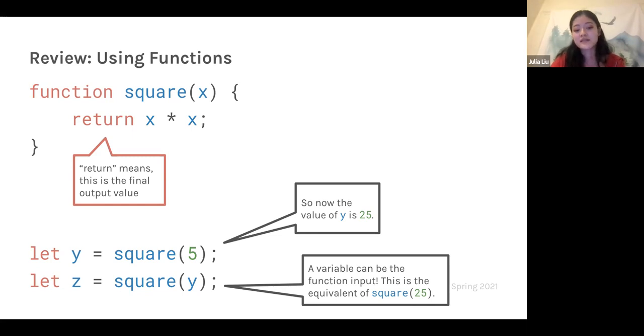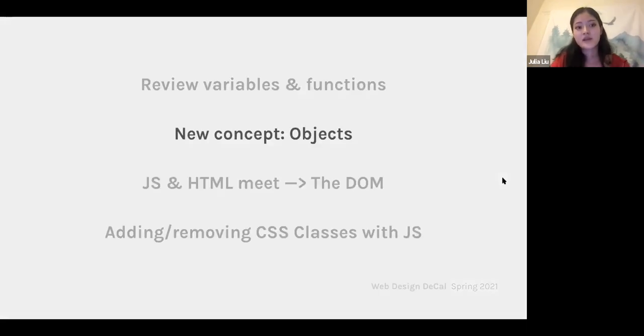And in terms of passing the parameters, it doesn't have to be the actual value. It doesn't have to be a number. It can also be another variable. For example, in the last line, we have let z equals square y. So you're passing in the variable y into the square function. You don't have to pass in 25. You can just say y instead. Any questions so far about the review for variables and functions in JavaScript?